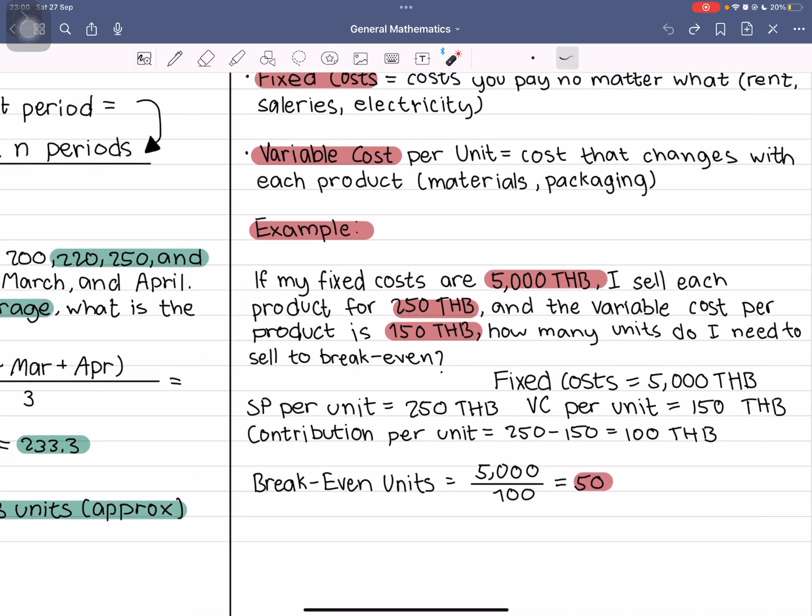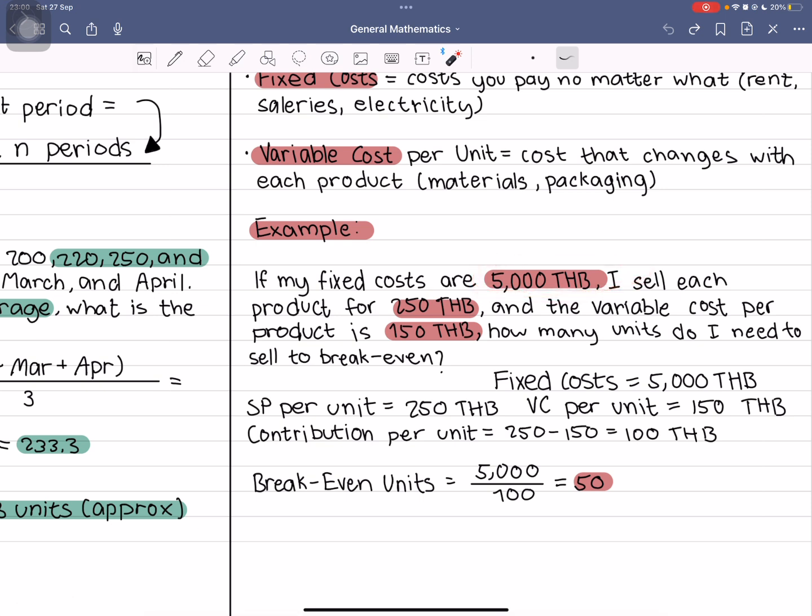Sorry. If my fixed costs are 5,000 baht, I sell each product for 250 baht, and the variable cost per product is 150 baht. How many units do I need to sell to break even? So basically, yeah, I have highlighted these as well. So fixed cost is 5,000 baht.